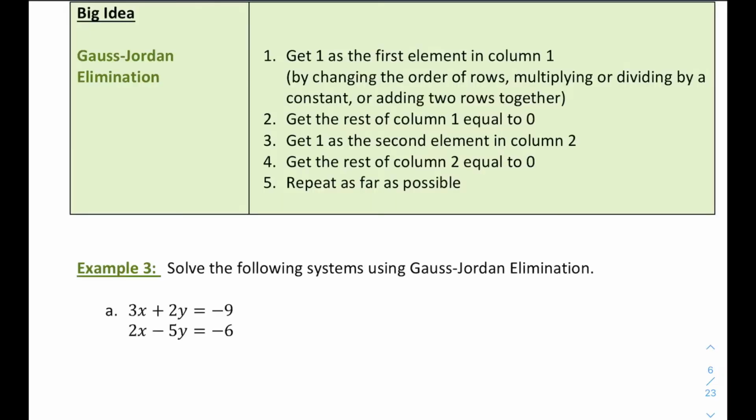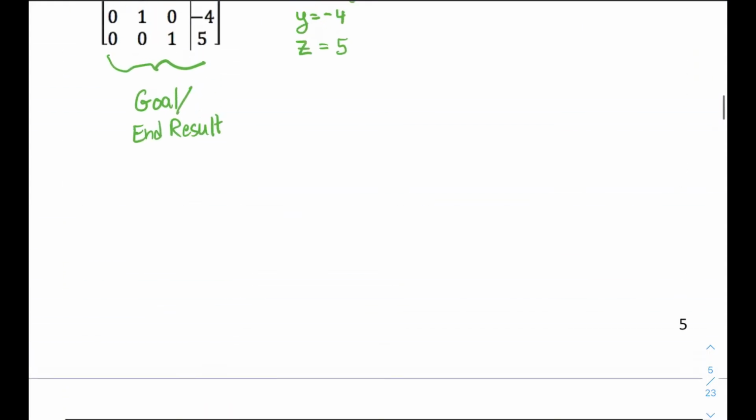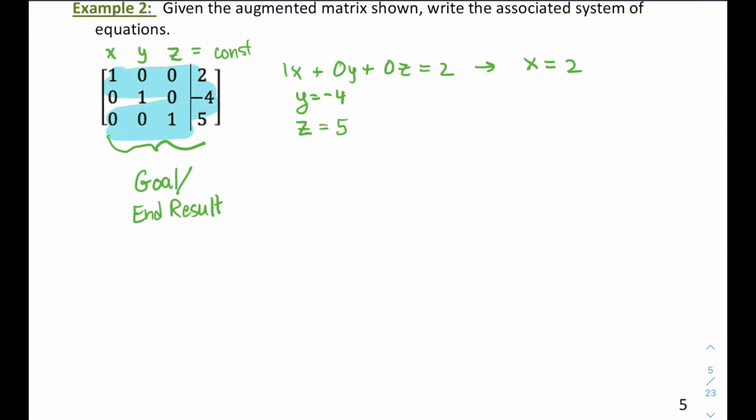So Gauss-Jordan elimination is a bit of a longish process. It's very easy to program computer systems to do, so that's kind of why this algorithm was developed for solving systems of equations. How it goes is, our goal is to get a system of equations in the form that we had in the previous example, where you can directly see the values of your variables.